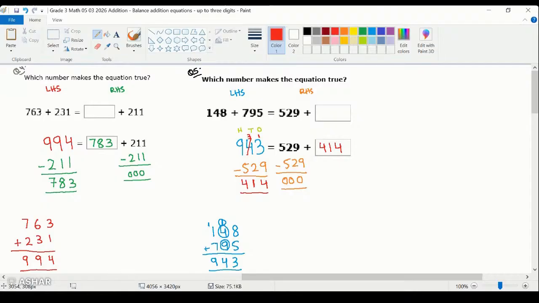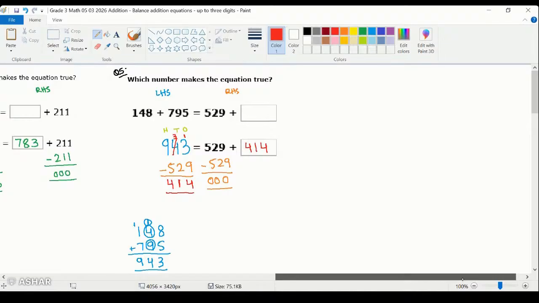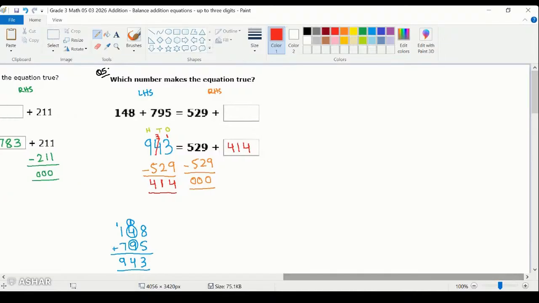So the 943 minus 529 is perfect. Thank you. It's 414. Let's have a look at another example.